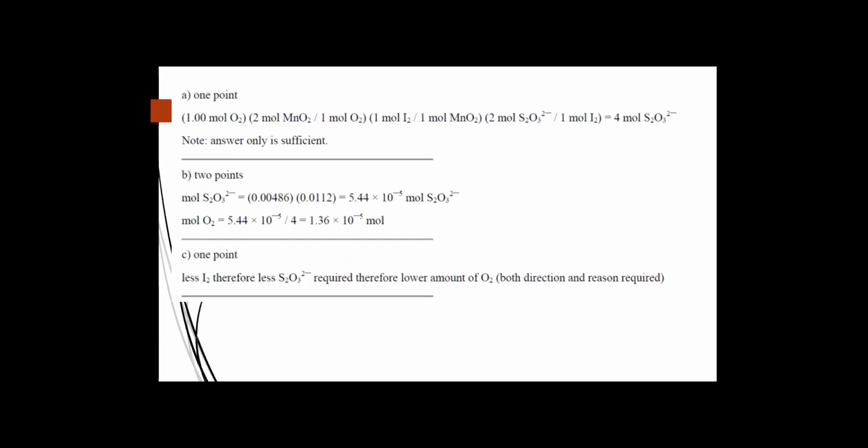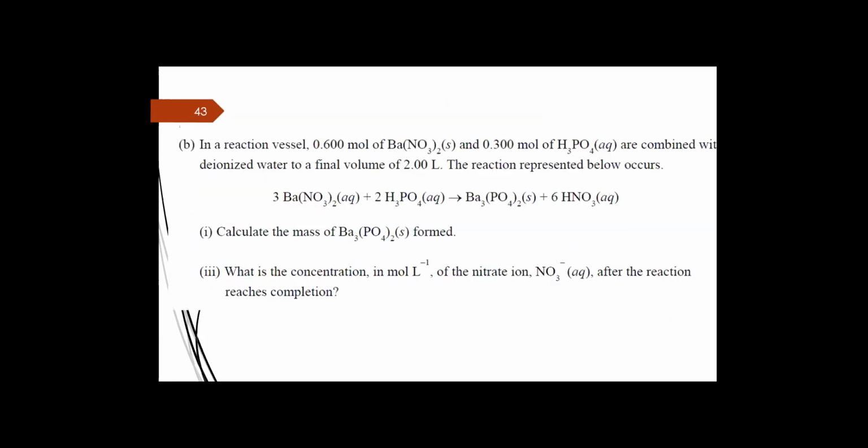All right. There's one other question that I want you to go ahead and try. In the reaction vessel, we have some barium nitrate, and we're going to add in some phosphoric acid to it. It's going to have a final volume of 2 liters. And so the reaction is shown below. I want you to calculate how much of this you produced, and then what's the concentration of this one after the reaction? Your answer will be on the next slide. So I'll link to you the oxidation number so you guys can practice that. Otherwise, good luck.